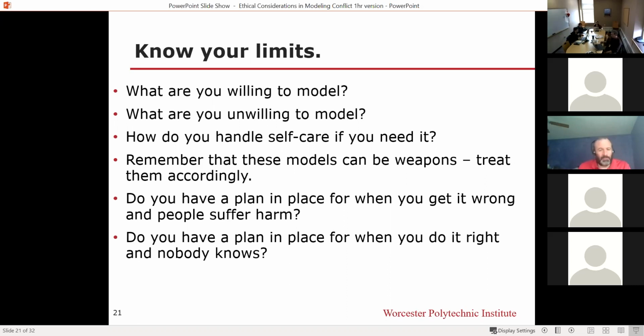Do you have a plan in place for when you get it right and nobody knows? That's the opposite one. As academics, we always want to go out and publish the articles. We want to cry it from the rooftops and trumpet validity, but you can't always do that. So the question is, do you have self-rules in place to manage these times for things you can't talk about?